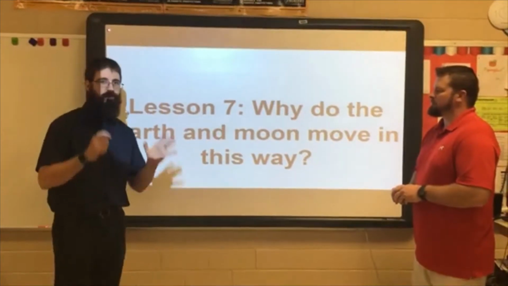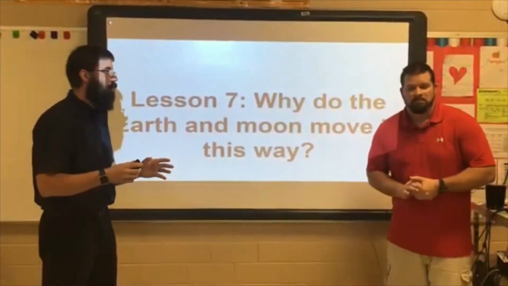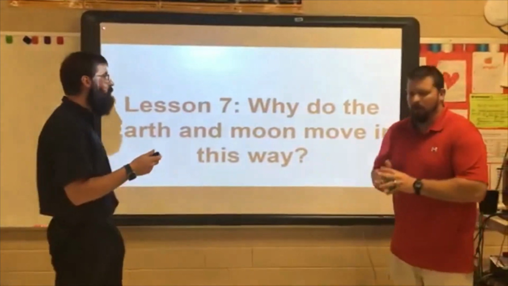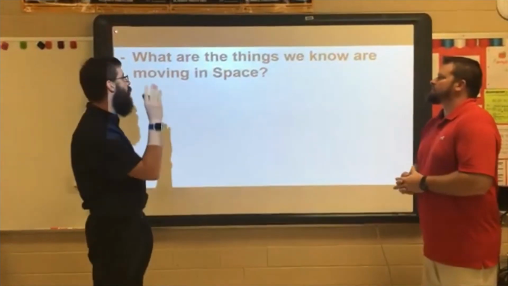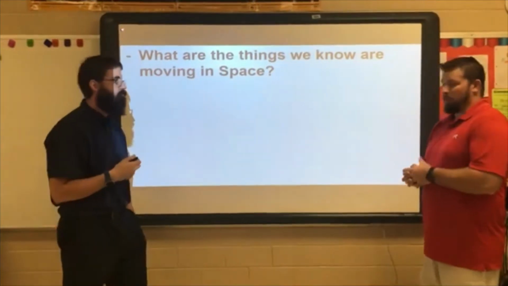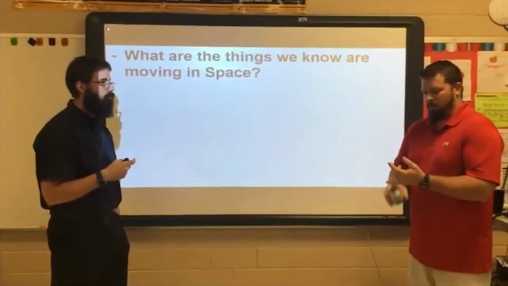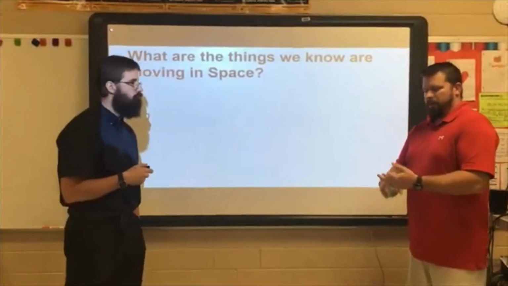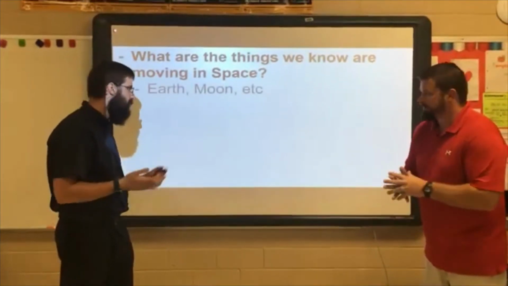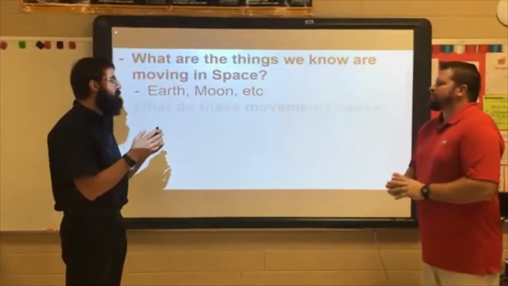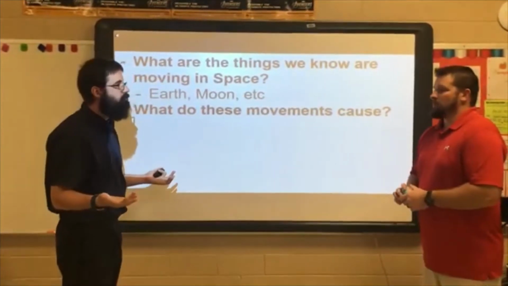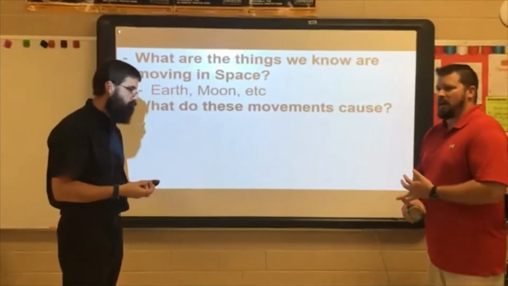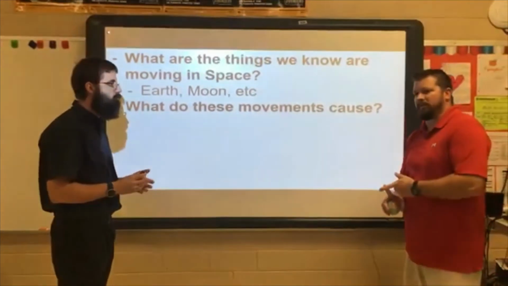So that leads us into our next question, and that is, lesson 7, why do the Earth and Moon move this way? So let me ask you some questions, Coach Parrish. Fire away. So we just went over these models. What are some of the things that we know are moving in space? Well, with our model, we know we've dealt with the moon, Earth, and we know there's a lot more. We just haven't covered it yet. Okay, and with those things moving, what kind of events do we start having? Well, we have daytime, we have nighttime, we have seasons, we have eclipses.